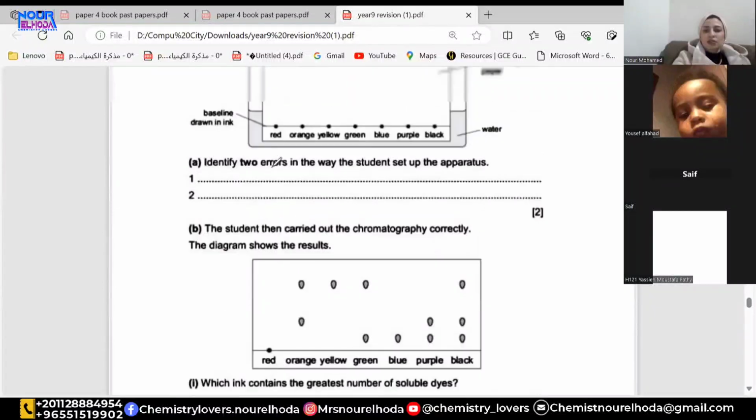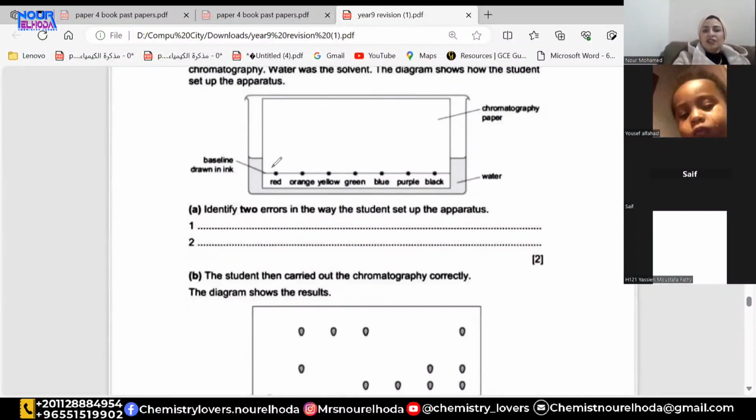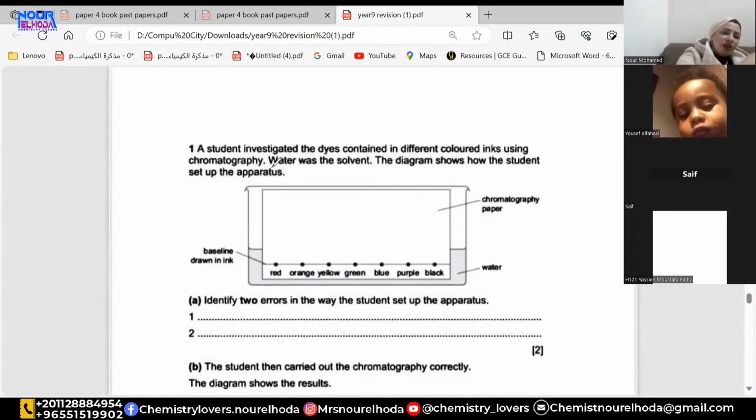This question, identify 2 errors. What are the 2 errors? If you check here, you are going to find a note down. This is the baseline, supposed to be drawn in pencil. This is the first mistake. Well, number 2, the level of the water is supposed to be here, below the baseline. It's not supposed to be above the baseline.